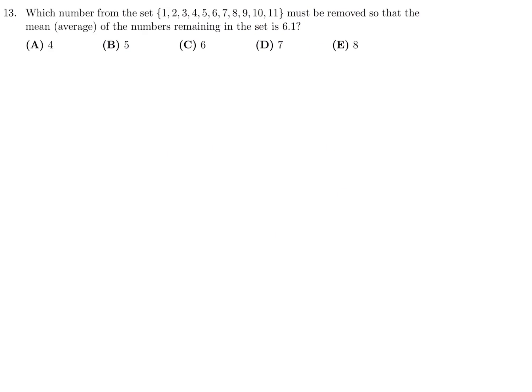Which number from this set must be removed so that the average of the remaining numbers is 6.1? Okay, well first let's just figure out what the average is. So 1 plus 2 all the way up until 11, right? It's consecutive numbers, I believe. It's all in a row there. There's 11 of them, that's going to give you the average. So that numerator is going to be what? 11 times 12 divided by 2, 66. Divided by 11, so it's 6. So currently the average is 6.